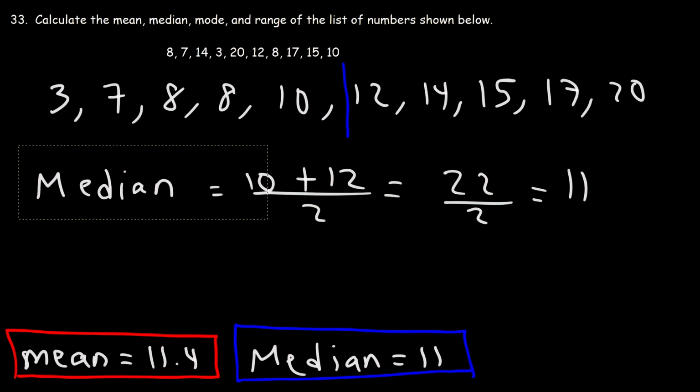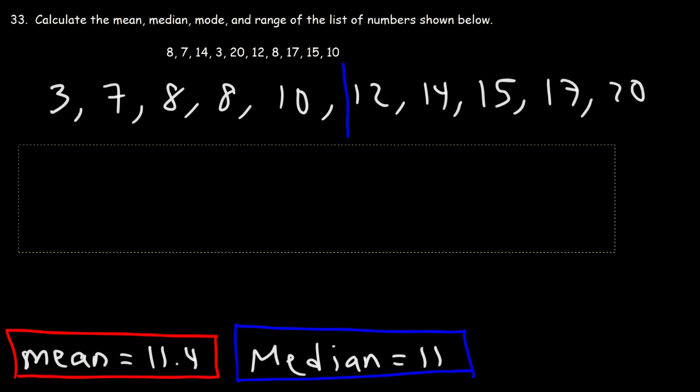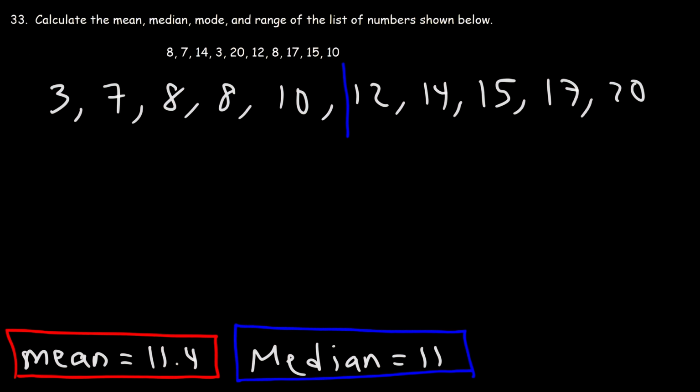Now, what about the mode? The mode is the number that occurs most frequently in our list. So which number has the highest frequency? Notice that 8 appears twice. The number 8 has a frequency of 2. So the mode is 8.